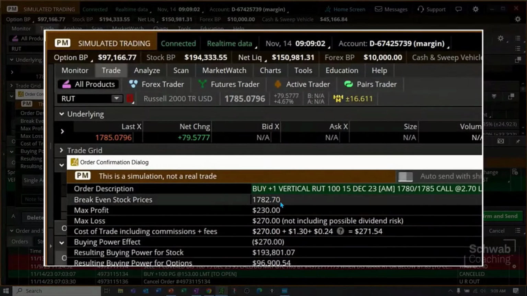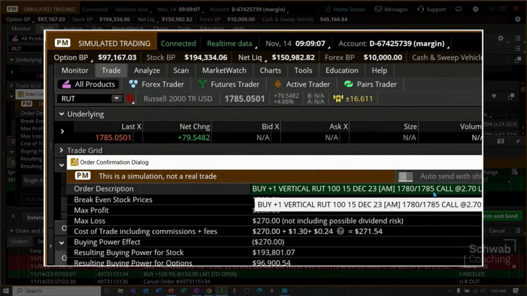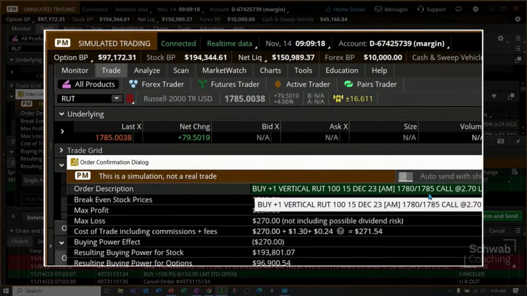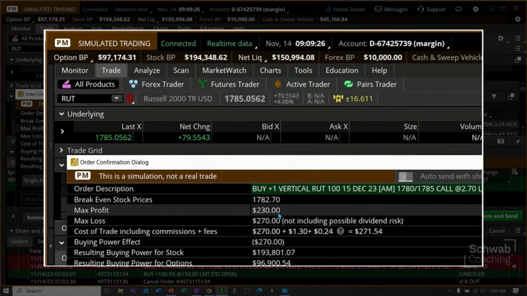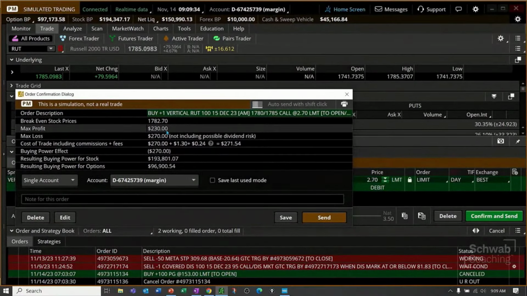But where do we get the maximum gain? We get the maximum gain when that price closes above both strikes. Whatever the debit is, that's what we can lose. Given a vertical, a $5 wide spread, 1780, 1785, $5, less what we're paying, 270, that's where the max profit comes in. So in this type of trade, is it really about time decay? No, it's not. Is it about volatility? No, it's not. Is it a bullish position? It is. It's positive delta.